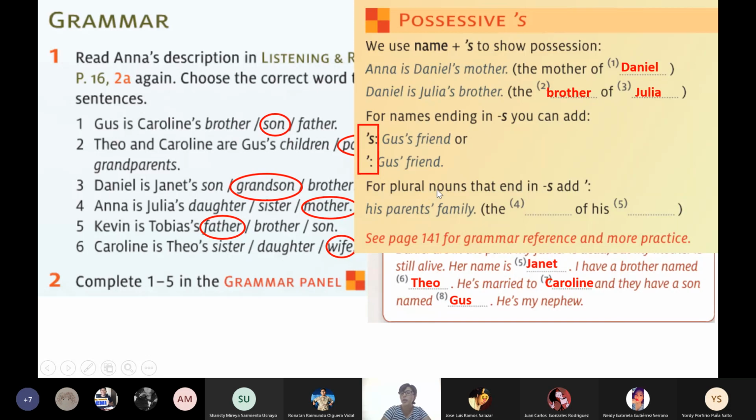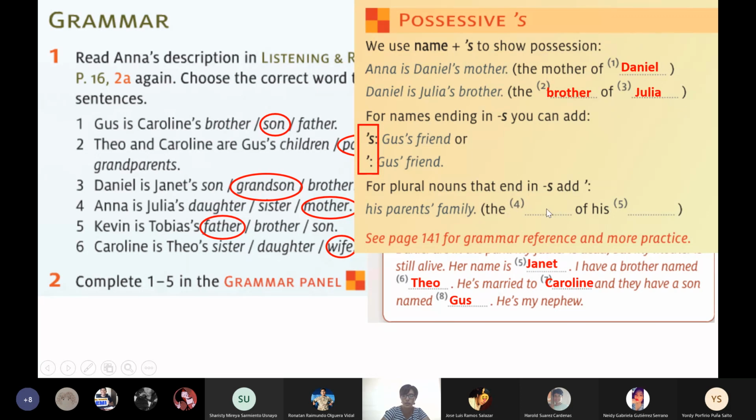What happens when it's plural? Plural nouns that end in S. So we're just going to add an apostrophe. ¿Ok? ¿Qué pasa con los sustantivos que terminan en S? So we're just going to add the apostrophe. His parents' family. So here what will be number 4 and number 5? Let's listen to Harold. Harold, what do you think will be number 4 and number 5? Yeah, his parents' family.